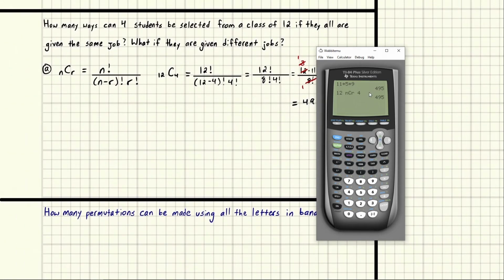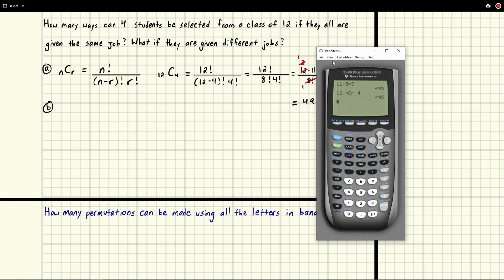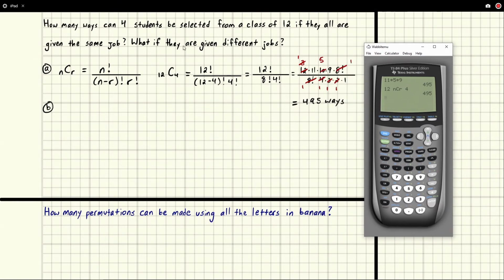Now for the second part, B, they're not labeled A, B, but I'm going to label them that. What if they are given different jobs? All right, different jobs means that maybe the first person sweeps, the second person, I don't know, cleans the bathroom. You wouldn't want that job, right? Wouldn't want to be picked number 2.